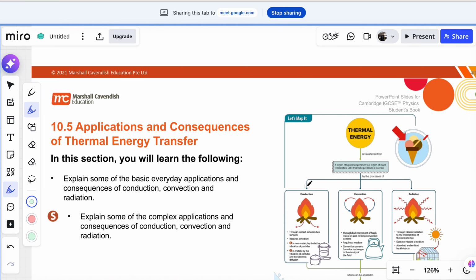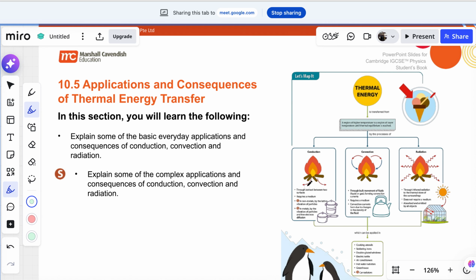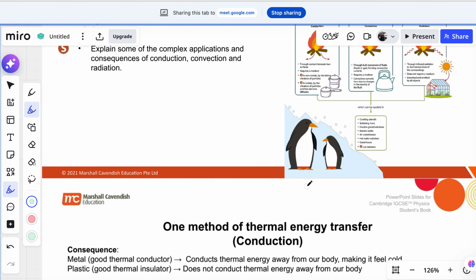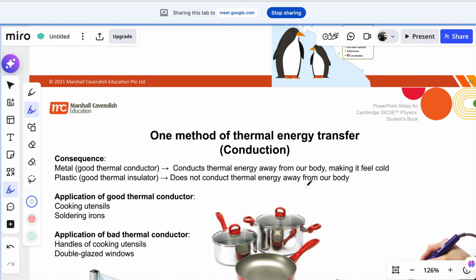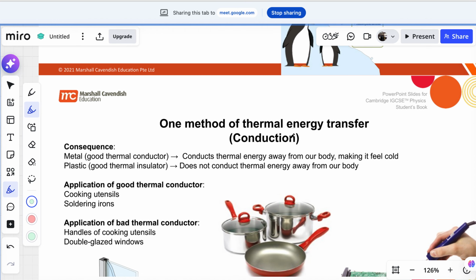Now we go to the last but not the least, which is 10.5, applications and consequences of thermal energy transfer. Quickly let's take a look at one method of thermal energy transfer, which is conduction. You know conduction, right? Conduction is one process by which we can transfer thermal energy. It requires free mobile electrons and lattice vibrations to carry thermal energy from the hotter region to the colder region without the particles moving.